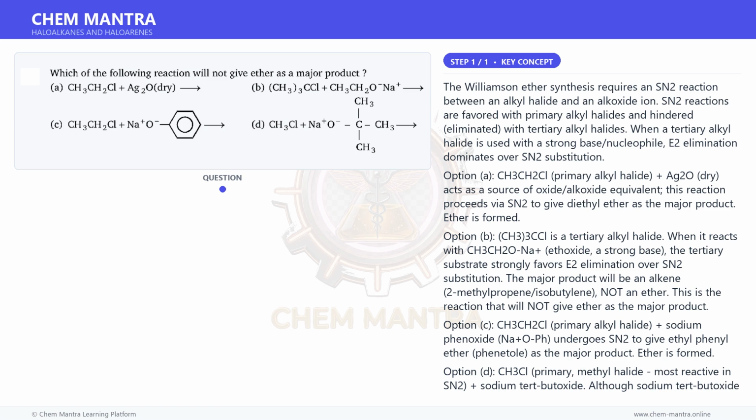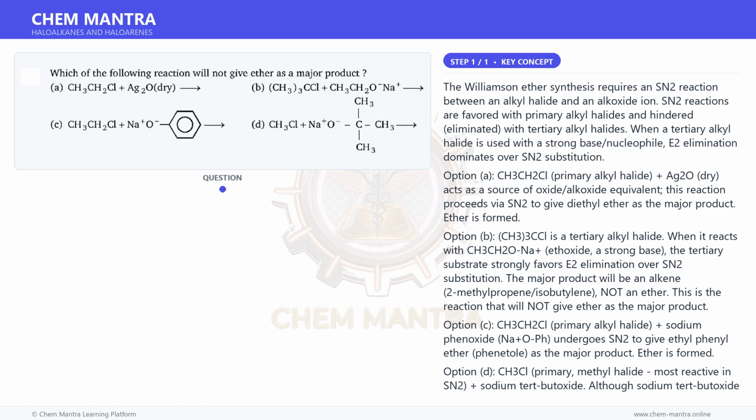Option D: CH3Cl, a primary methyl halide, most reactive in SN2, plus sodium tert-butoxide. Although sodium tert-butoxide is a bulky, strong base that normally favors elimination, methyl chloride has no beta hydrogens available for E2 elimination, so SN2 substitution must occur, giving methyl tert-butyl ether as the major product. Ether is formed.